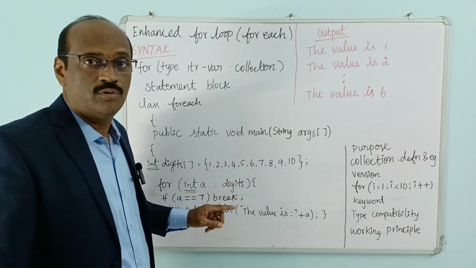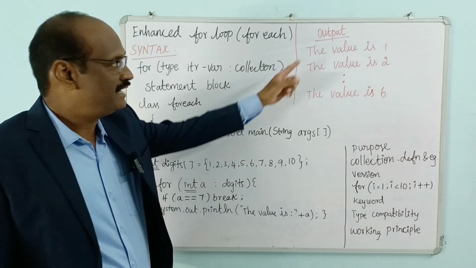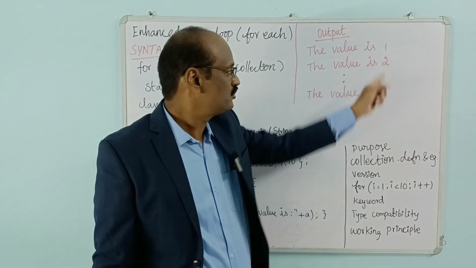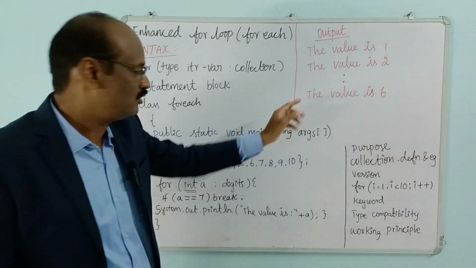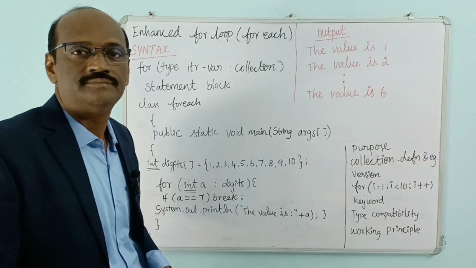Then what will be the output? The values from 1 to 6 only will be displayed in the output. The values from 7 to 10 will be ignored.